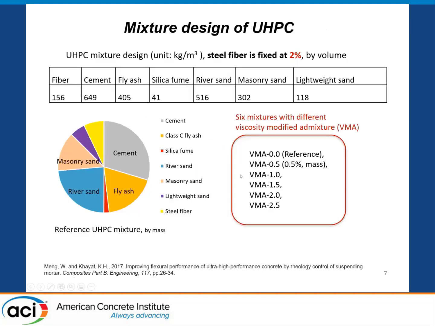To investigate how the plastic viscosity of the UHPC suspending mortar influences the fiber distribution and the flexural properties, we investigated 6 different mixtures. For these 6 mixtures, we fixed the steel fiber content at 2%, and we also fixed the cementitious materials content and the aggregates content. The only thing we changed is the dosage of the viscosity modifying admixture, or VMA. The different dosages of VMA result in different plastic viscosities of the UHPC suspending mortar.